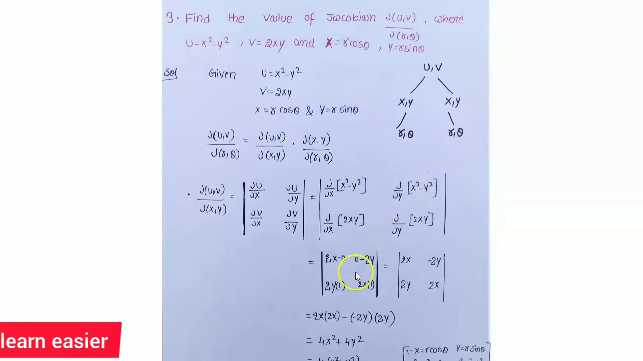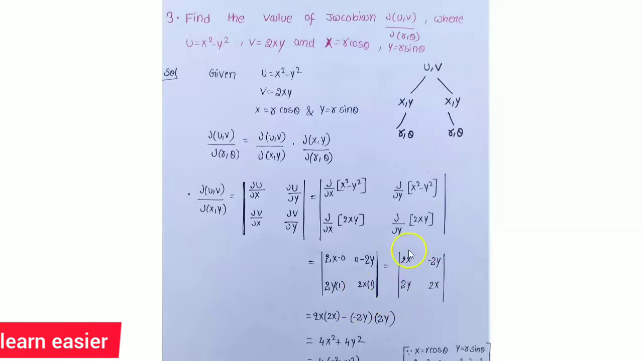So the derivative of x square is 0, because here we are differentiating with respect to y, and the derivative of y square is 2y, so minus 2y. And here the derivative of x is 1, so 1 into 2y is 2y. Next, the derivative of y is 1, so 1 into 2x is 2x, because here we are differentiating with respect to y, so x is treated as constant. So now we got 2x, minus 2y, and 2y here, and 2x.